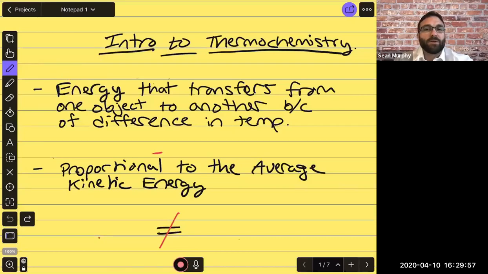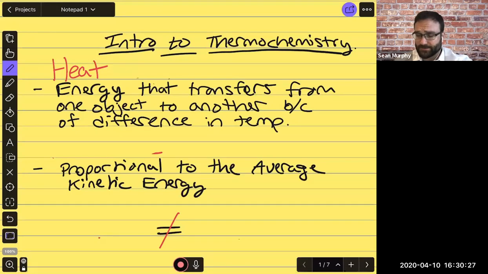Greetings, everyone. Today we're going to talk about thermochemistry, and there's a few definitions that we need to go over first before we can start talking about some more concepts. The first one being energy that transfers from one object to another because of a difference in temperature. Well, it's the title of this chapter, which is called heat. Okay, thermochemistry. Thermo means heat of chemistry.